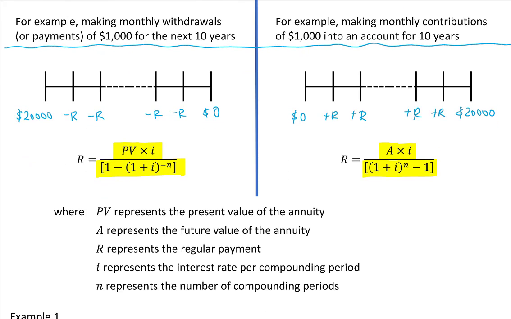The variables are still the same. PV represents the present value, A represents the future value, R represents the regular payment, i represents the interest rate per compounding period, and n represents the number of compounding periods. So let's go through some examples and try to identify which of the two formulas we will need to use.